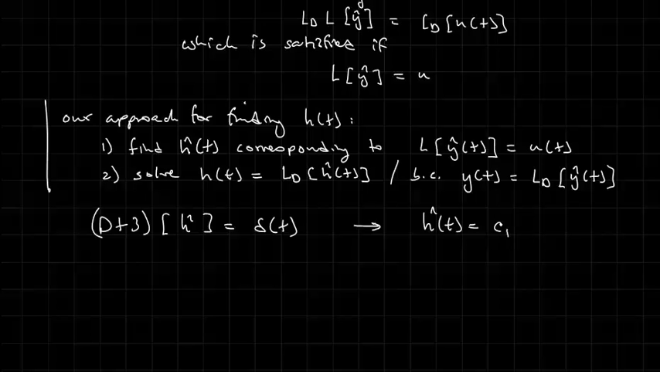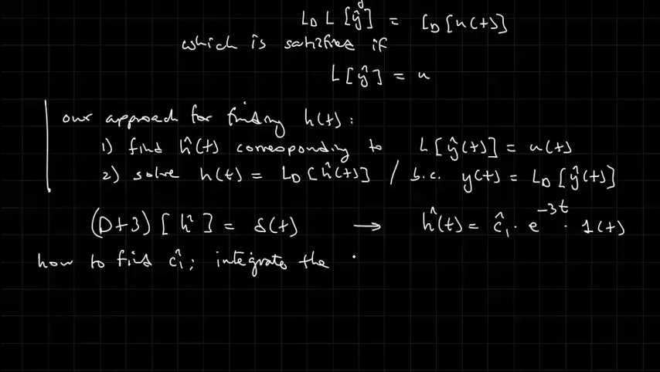Maybe I'll call it c1 hat. c1 hat times e to the minus 3t times the unit step. Okay, that's the easy part. Now, how to find the initial condition, or how to find c1 hat.